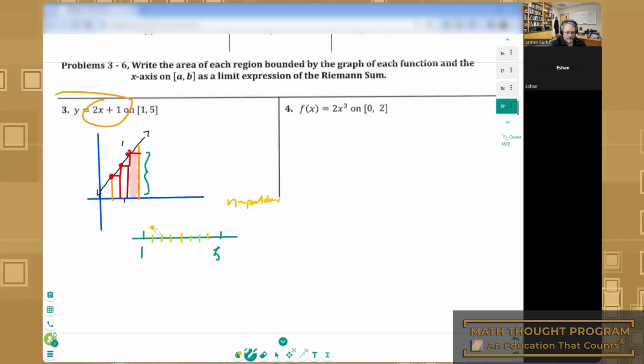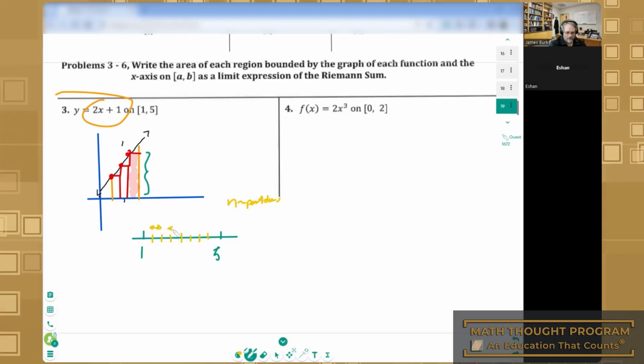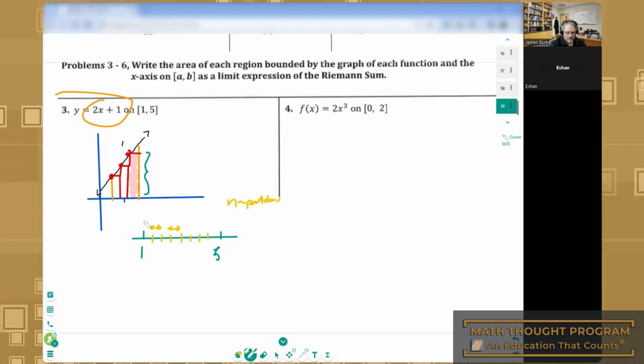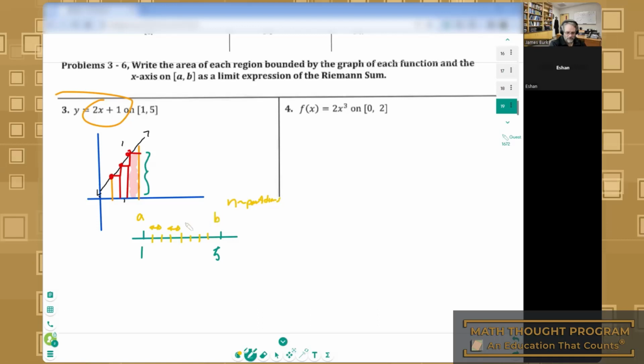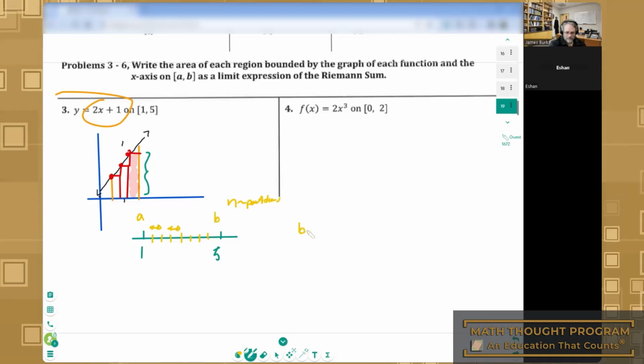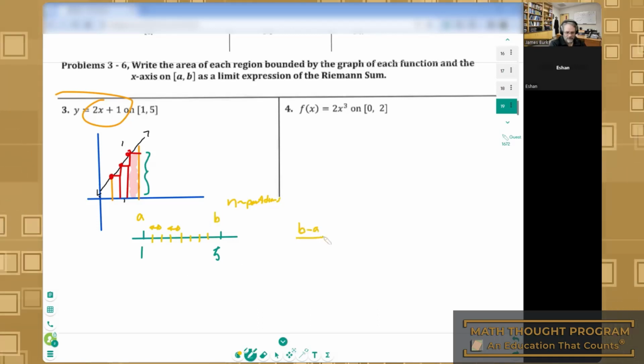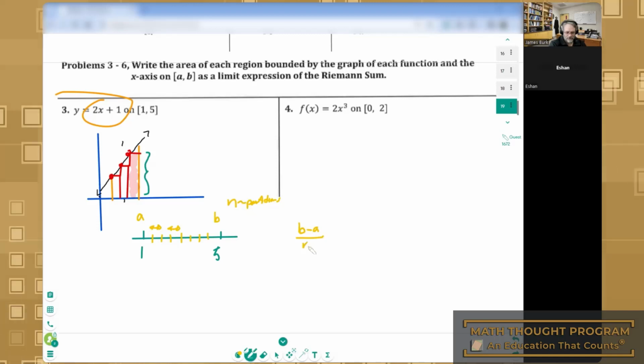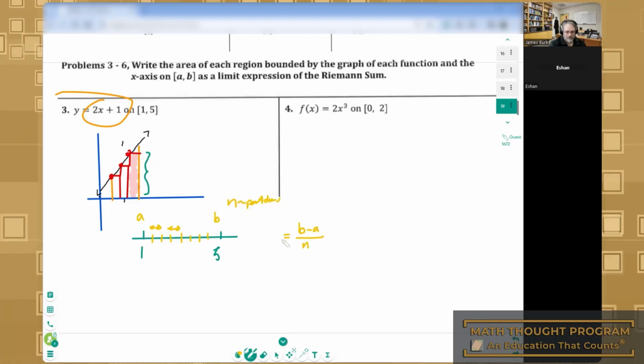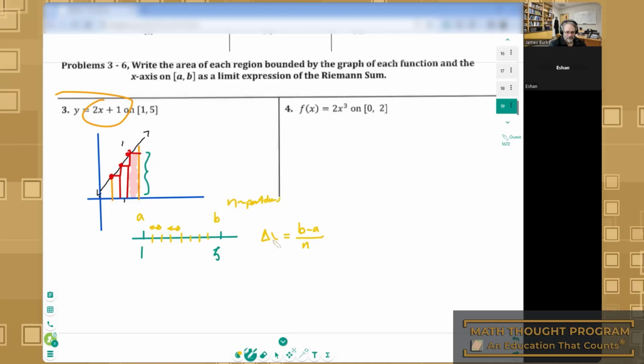If I want to calculate the length of each subinterval here, what I do is I take the whole entire length of the interval. That's going to be the b minus a, and I'm going to divide it by the number of partitions. This is sometimes represented by delta x.